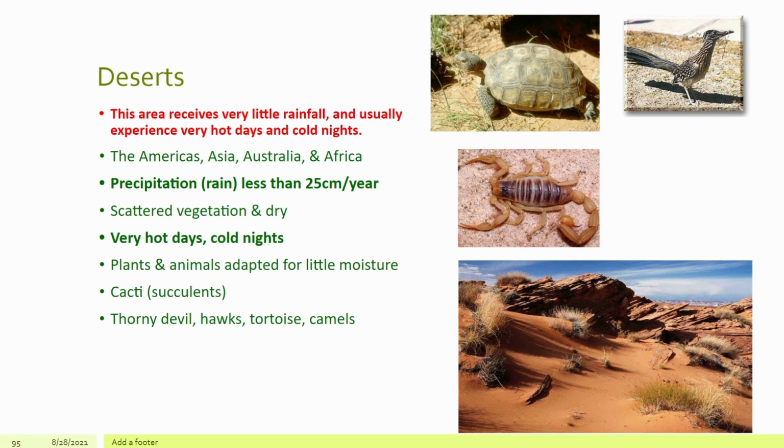Next is deserts, and this is an area that receives very little rainfall. Usually it experiences very hot days, but cold nights. The precipitation or rain is less than 25 centimeters per year. Areas of the Americas, Asia, Australia, and Africa have deserts. Very scattered vegetation, very sparse and few and far between, a dry environment, and plants and animals would have to be adapted for little moisture, something like a succulent or a cactus, and animals like a thorny devil, a hawk, a tortoise, or a camel would be found in this area.